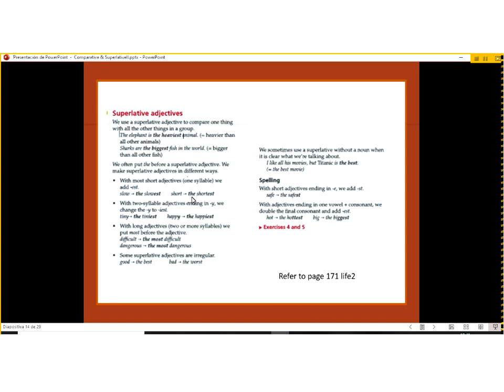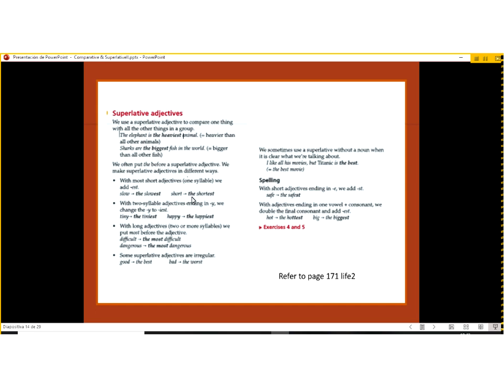Then, with 2-syllable adjectives ending in y, we change the y to iest. For example, tiny, the tiniest. Happy, the happiest. With long adjectives, remember 2 or more syllables, yes, we put most before the adjective. Remember, we have to use the article. So, for example, difficult, it has 3 syllables: the most difficult. Dangerous, the most dangerous.